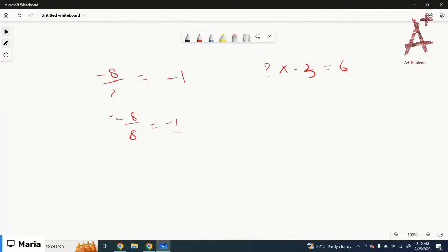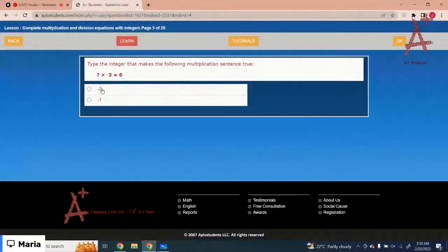3 times what number is 6? 3 times 2 is 6. Got it? But 6 is positive. That means you have to do negative 2 times negative 3 equals 6. Both the numbers are negative. When you multiply the two negative numbers, the answer is positive. So the missing number is minus 2. Got it?